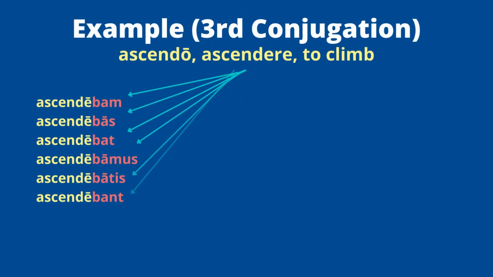Very straightforward. Here we have a third conjugation verb. And again, in imperfect tense, third conjugation is not scary, so don't freak out. There's nothing crazy happening here. I went to the infinitive. I dropped the re. That gives me my stem of ascende, right? And notice how it's a long e there. Ascende, then I added bam, bas, bat, right? So ascendebam. I was climbing. Ascendebas. So you were climbing. Ascendebat. He, she, it was climbing.